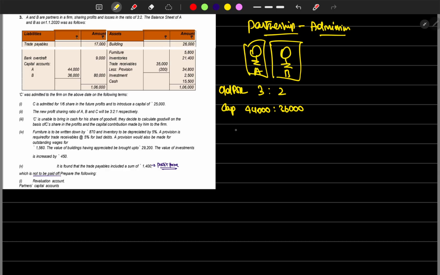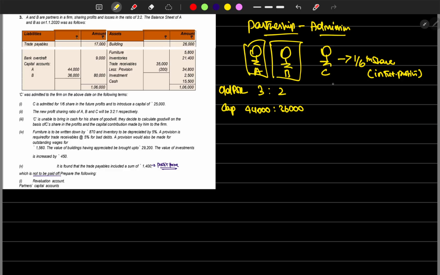Then in the balance sheet, trade payables are given, bank overdraft is there, and capital we have added here. Then building, furniture, inventories, trade receivables, provision for trade receivables, investment and cash, everything has been given. And then what they are saying is C was admitted to the firm on the above date on the following terms. C is admitted for 1/6 share in future profits.